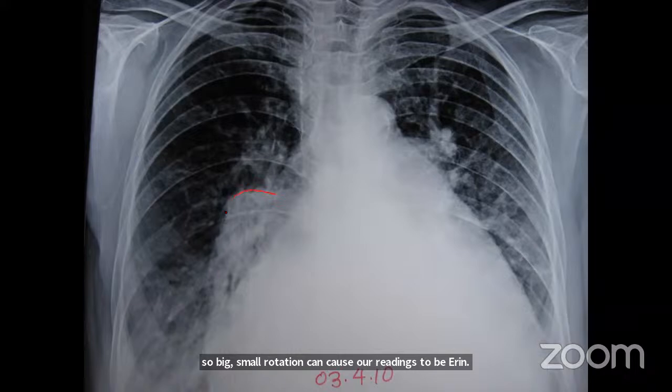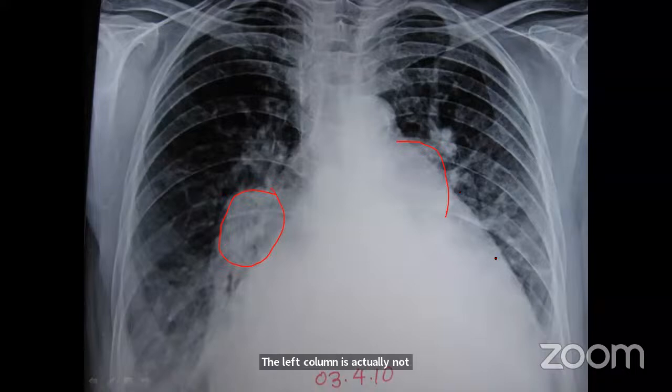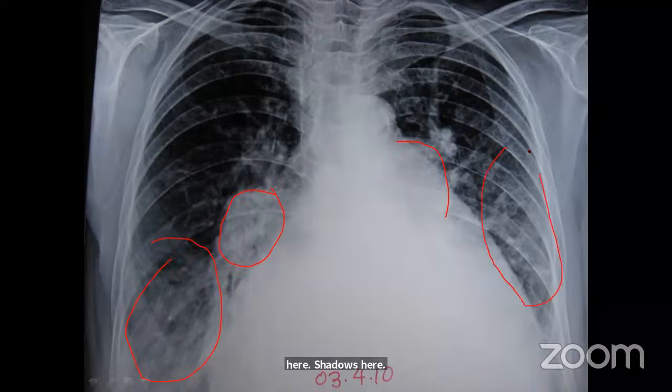You can see that the right hilum is prominent. The left hilum is actually not seen properly because it is overshadowed by the right atrium, left atrium. And here you're able to see shadows, right? This is haziness, reticulonodular shadows.